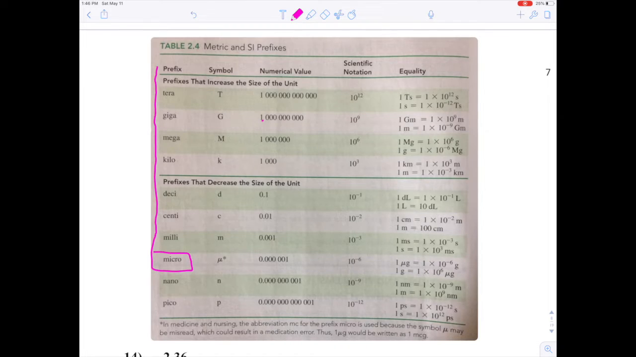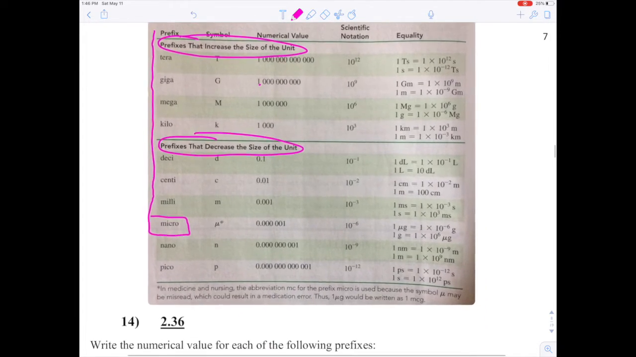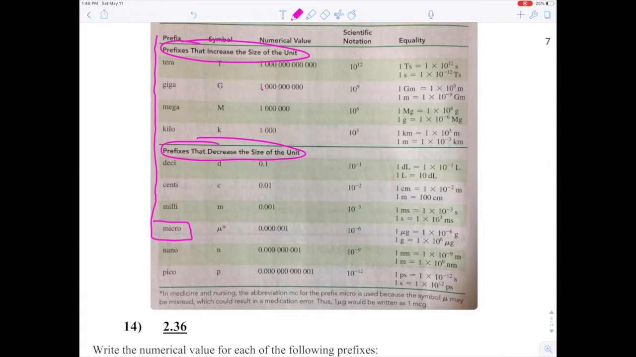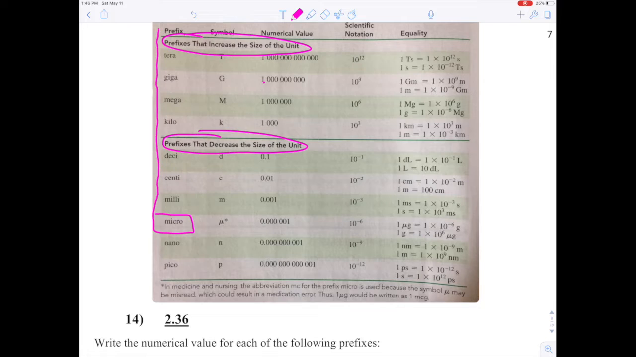And also, while we do this, just keep in mind that there are 2 parts to this table. There are prefixes that make the base unit bigger, and prefixes that make the base unit smaller. So keep that in a conceptual way, to use that to frame what we're doing. Are we making the unit bigger? Are we measuring a big thing? Or are we measuring a small thing? So micro, you can see, makes the unit smaller, decreases the size. And so micro is going to be a small thing.